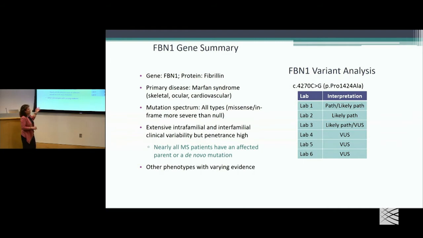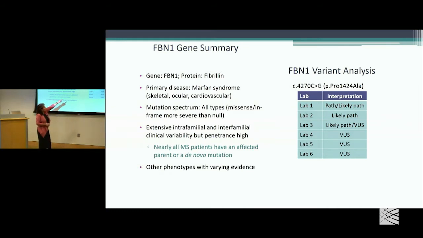In this case, all types of variation have been seen to cause disease. Missense and in-frame variants tend to be more severe, actually, in this case, than null, but both are pathogenic. There's extensive intrafamilial and interfamilial clinical variability. Patients in the same family with the same mutation can have very different phenotypes, but the penetrance, whether you have any evidence of disease, is quite high for this disorder. Nearly all Marfan syndrome patients have an affected parent, or it's a de novo mutation, again related to the high penetrance. There are other phenotypes that are seen with varying evidence for those gene-disease implications.